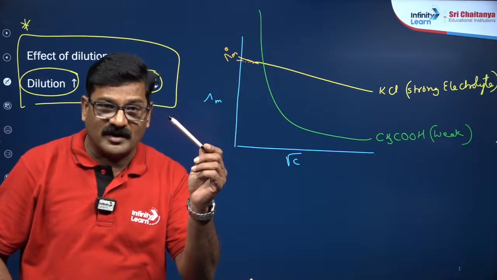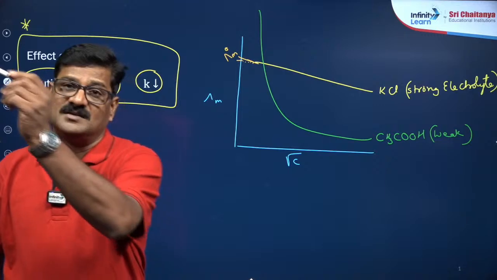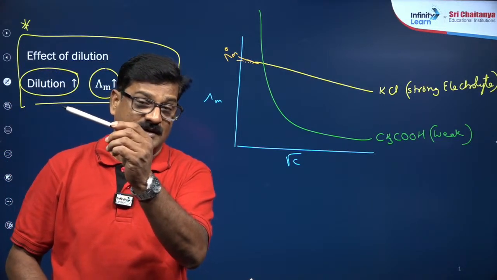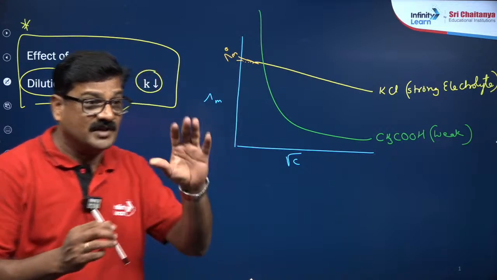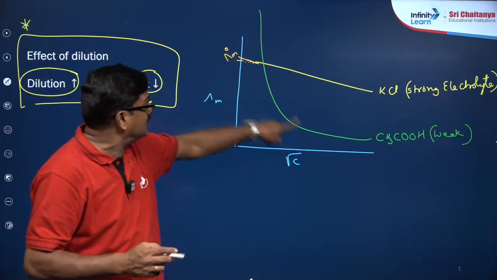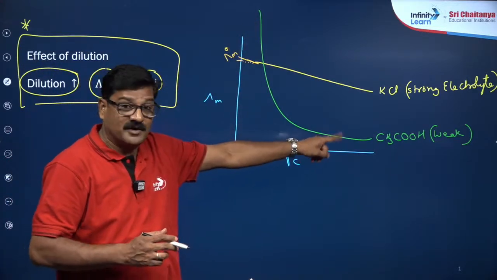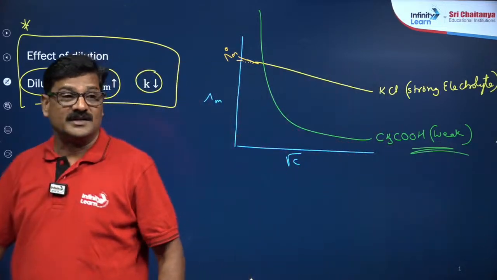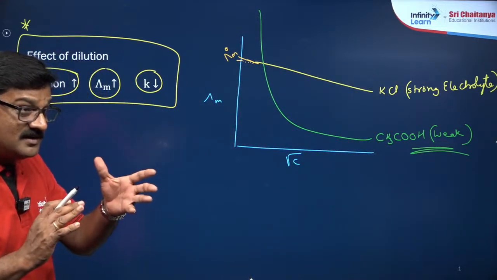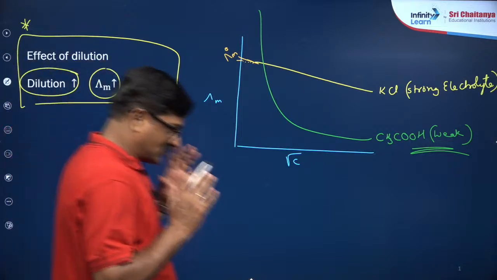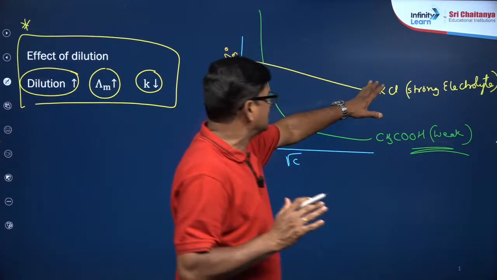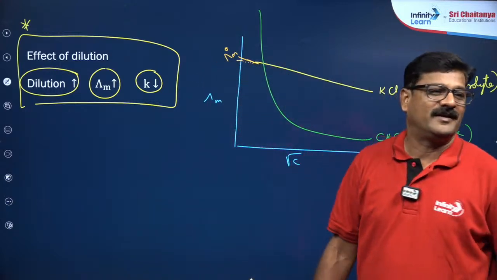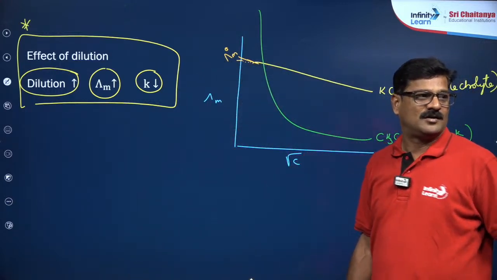For a strong electrolyte, as dilution increases, it steadily increases its molar conductivity. Whereas for weak electrolyte, there is a sudden increase in the electrolytic conductance. That gives you a question in the NEET examination. Steady or sudden? So steady means it's strong, sudden means it's weak. Are you getting or not? Very good.